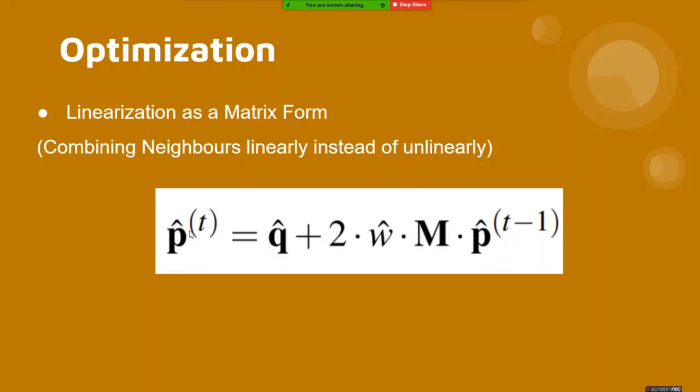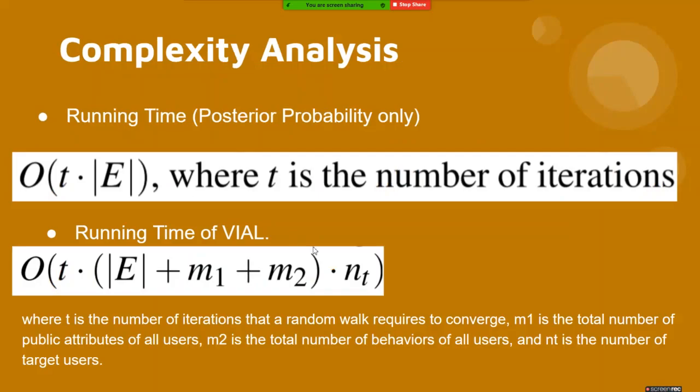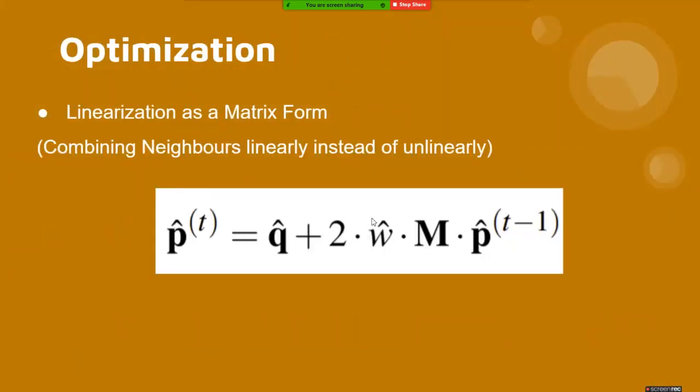So the posterior probability function has this prior probability component plus some matrix form component, which makes this parallelizable and can be used to be parallelized on a GPU or something. So this is basically faster.